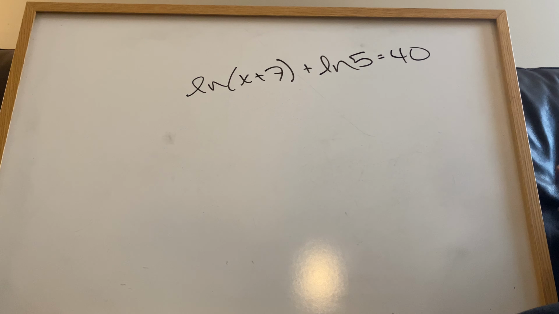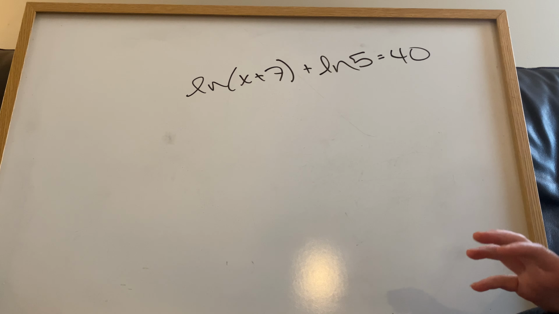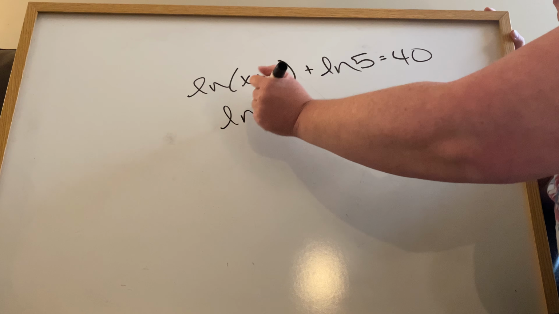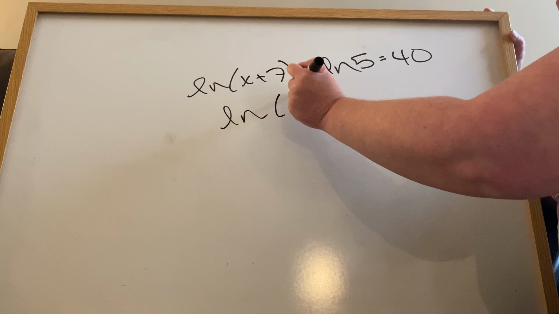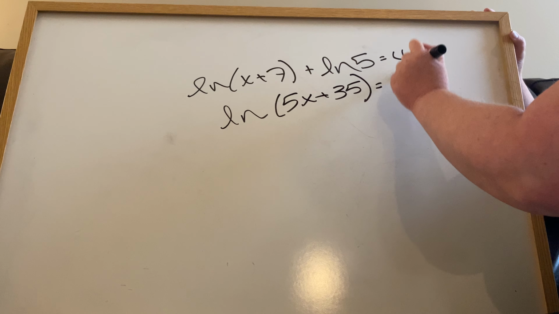Okay, so there's a plus and you have multiple logs. You have to condense them. Remember, when there's a plus and you're condensing, it's a multiplication thing. So you have 5 times x plus 7. So what I would be tempted to do is just distribute it as you combine stuff. So if I do 5 times x plus 7, then I'm looking at 5x plus 35 equals 40.